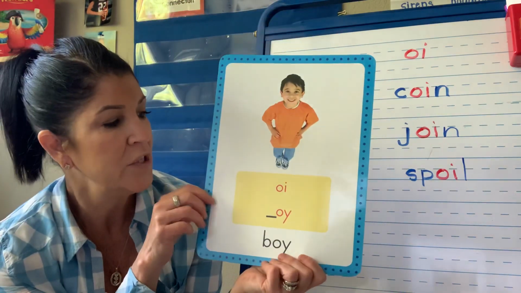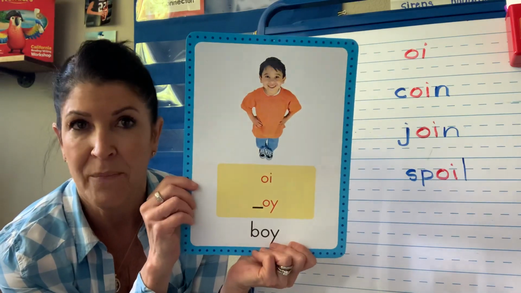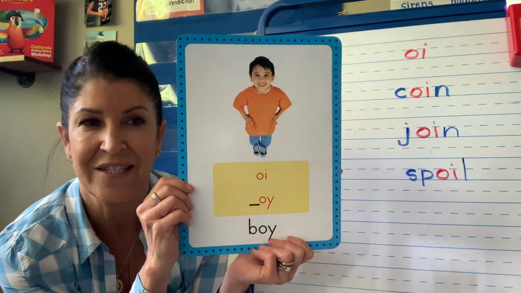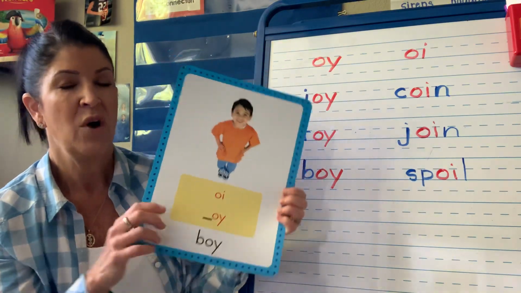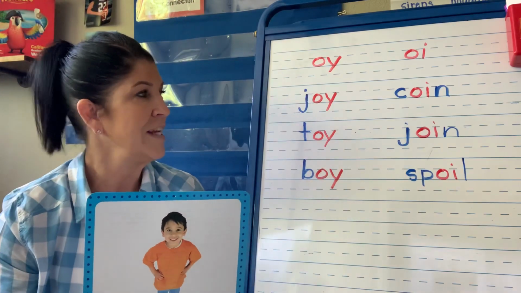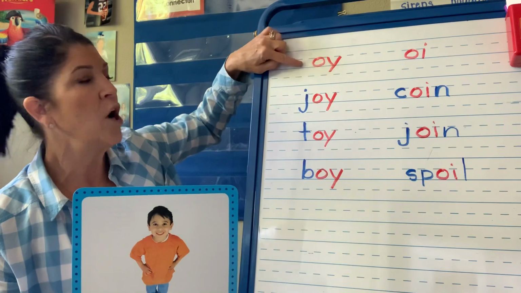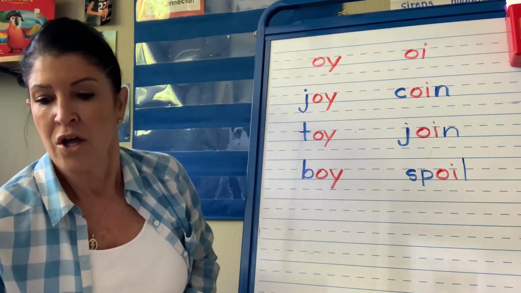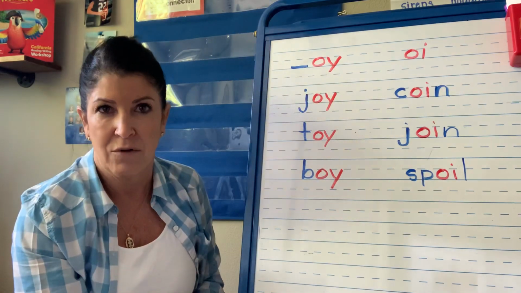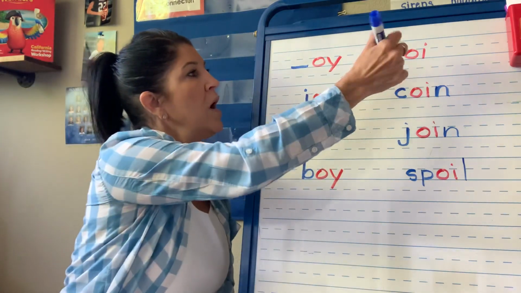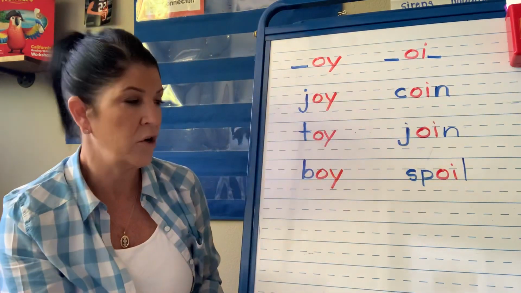We have two different spelling patterns. We have O-I and O-Y. But both of those spelling patterns make the same exact sound. They both say oi, as in the word boy. What I like about this spelling pattern is that it's very predictable. And when I say predictable, what I mean is when you see OY, you are going to see it at the end of a word. When you see OI, it is going to be in the middle of a word.